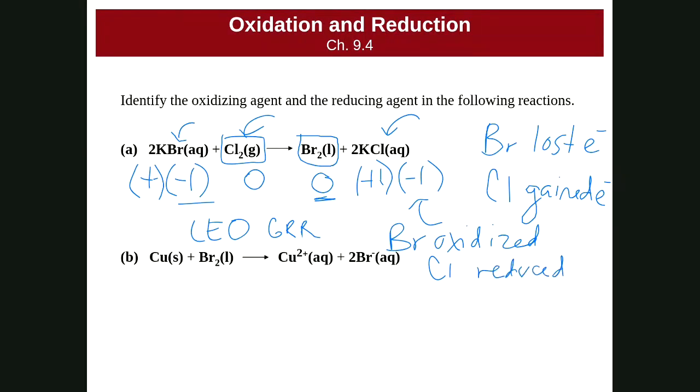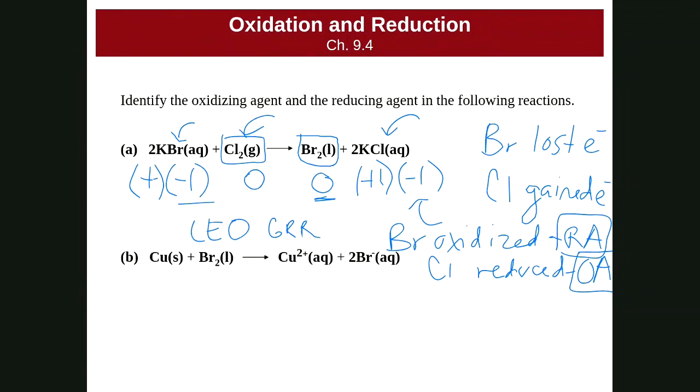And from our definition of oxidizing and reducing agents, that means that bromine is the reducing agent and chlorine is the oxidizing agent. The thing that is oxidized is doing the reducing. So bromine is doing the reducing. It's the reducing agent. Chlorine, the thing that's being reduced, is doing the oxidizing. It's the oxidizing agent. All right, there we go. So let's try it again.